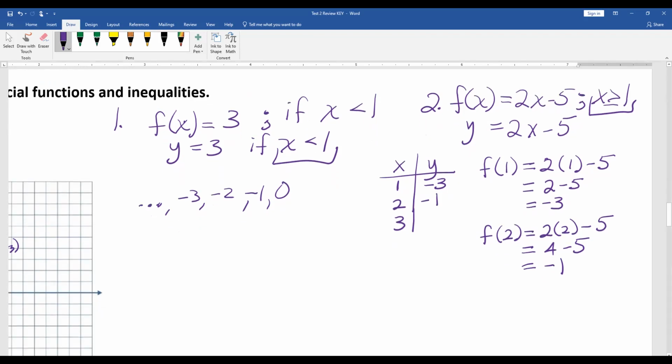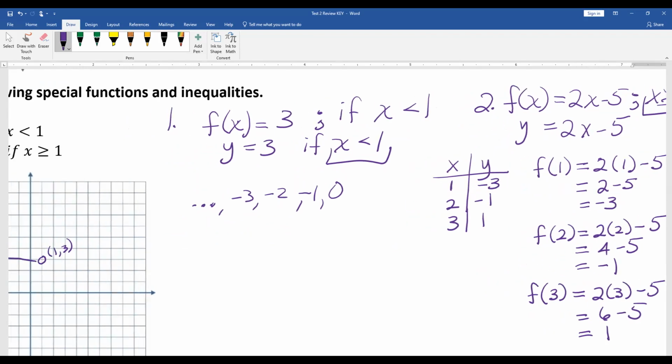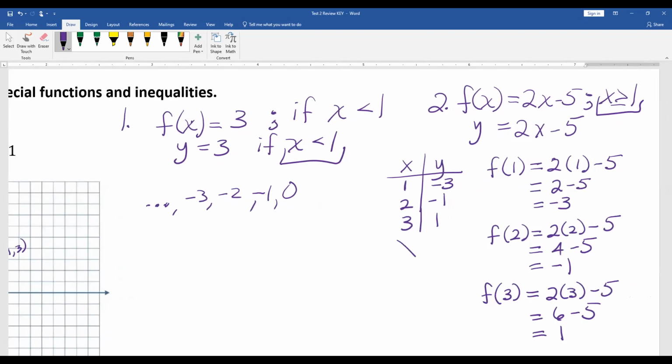All right, so just one last one. F of x at 3 is equal to 2 times 3 minus 5, which is 6 minus 5, which is 1. Okay? So once I have my table, I now have 3 ordered pairs for this second graph that I can plot. So this is my ordered pairs: 1, negative 3, 2, negative 1, and 3, 1.